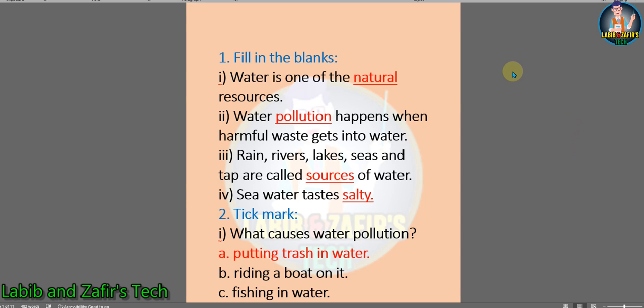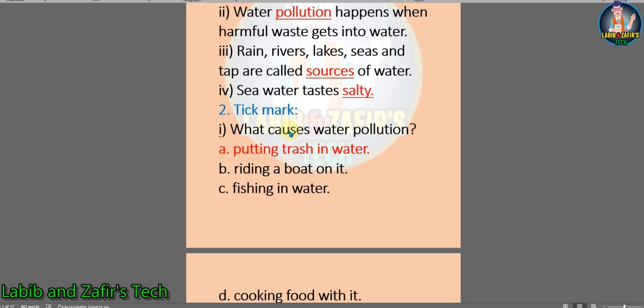So students, at first we have some filling the blanks. So here number 1, water is one of the natural resources. Number 2, water pollution happens when harmful waste gets into water. Number 3, rain, rivers, lakes, seas, and tap are called sources of water. Number 4, seawater tastes salty. Then now we are in tick mark.